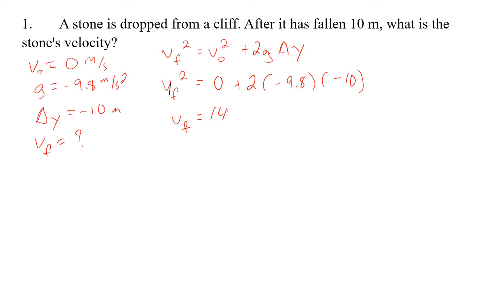G will always be negative 9.8. So 14 meters per second. Now, when you take the square root of something, what do you normally put in front of it in math class? Plus or minus. That still holds true in physics. Is this final velocity going up or down, though? Down. So we're going to make it negative 14.